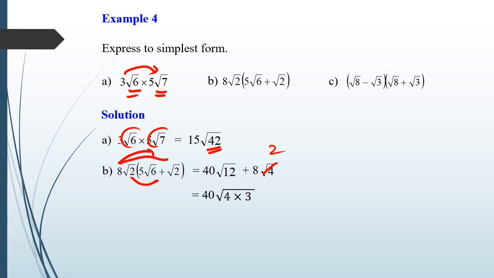So what they do here, they simplify the 12, because 12 is a factor of 4 multiplied by 3. So if we apply the rule of surds, we get root 4 multiplied by root 3, which is root 4 is equal to 2. So root 4 is equal to 2 multiplied by 40 is equal to 80 root 3 plus 16. So that's for question C.